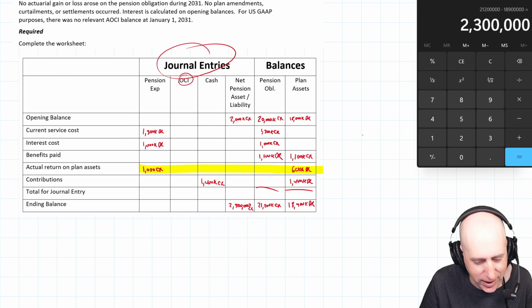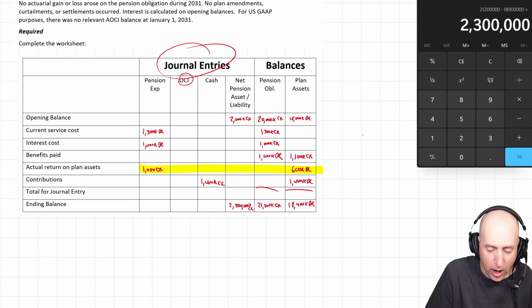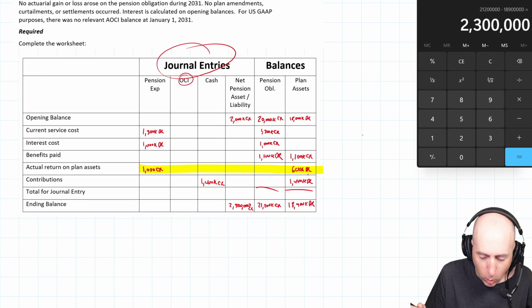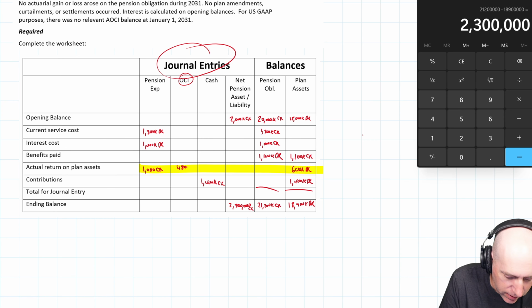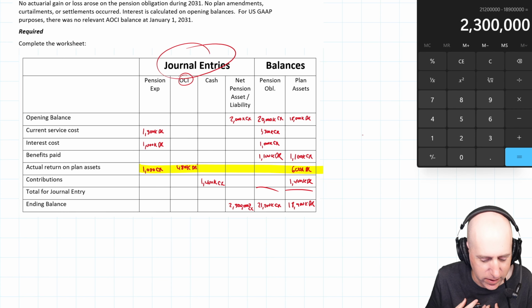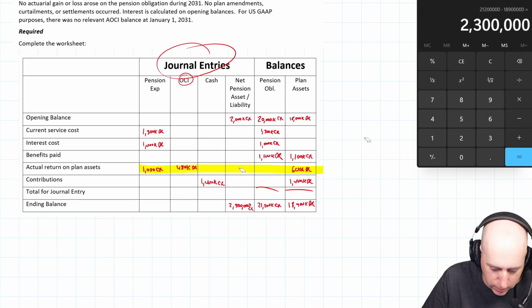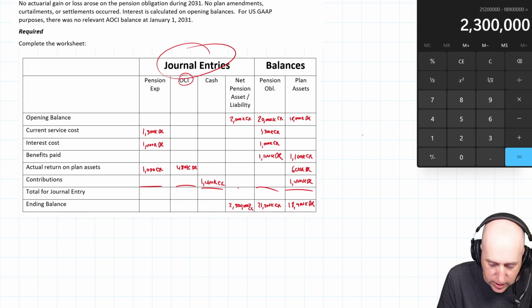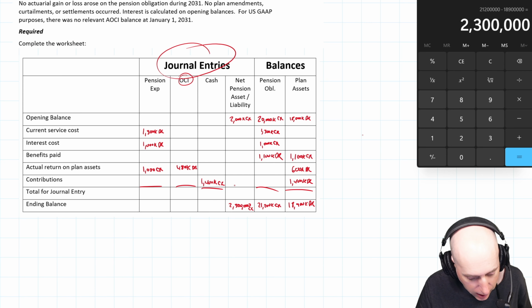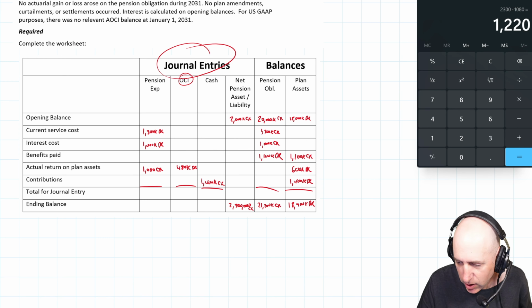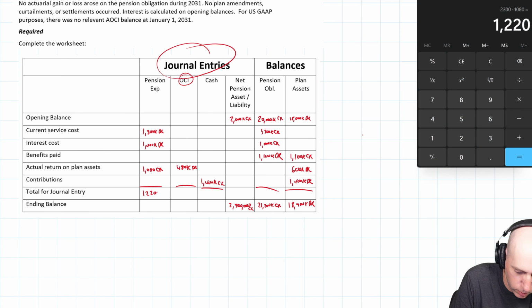Now we'll talk about what we do with that in future questions, but for now just know, okay, we're parking it in OCI. This difference of, we expect it to be 1080, it was actually 600. We're off by 480 grand. And it's a debit, which is bad for our OCI. This is an unexpected return that we were short. We fell short by 480 grand. Okay, that's it. Now we just need to total up each of these rows, and it's going to feed our journal entry. So 1.3 million plus $1 million minus the 1080 credit means our pension expense is a debit of 1220.